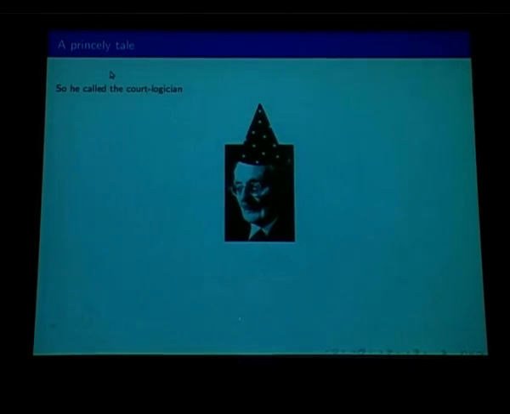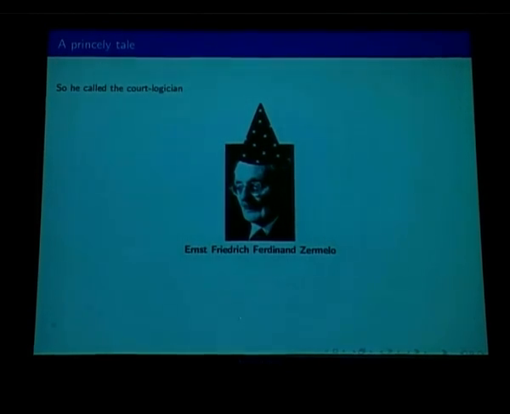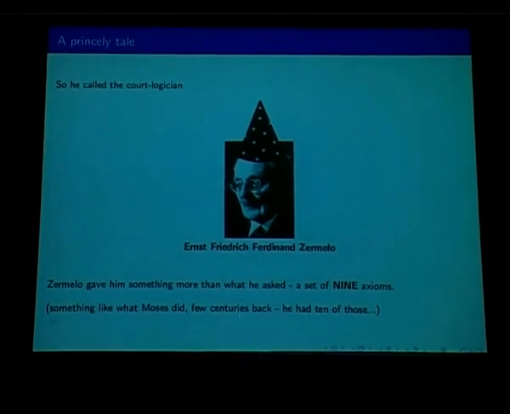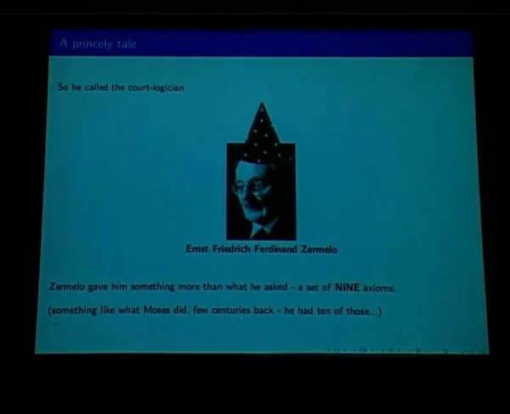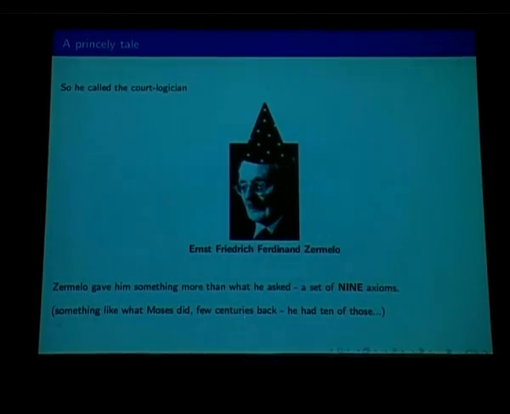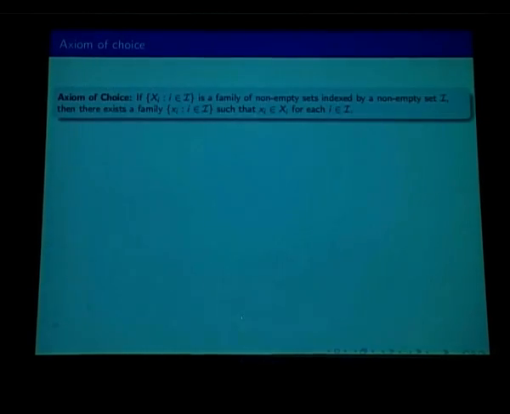So what the prince did, he called this court logician called Zermelo. Zermelo in fact solved this problem, but he did something more. He gave the prince a set of 9 axioms, one of which solved this problem, axiom of choice, that we are going to talk about. But there were other 8 axioms which were not used by the prince, but were later used by mathematicians.